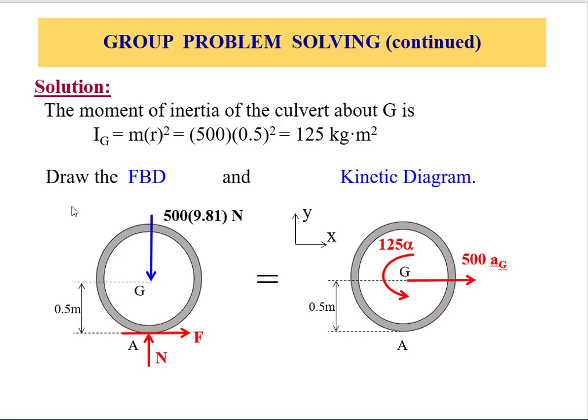Draw the free body diagram. So it's rolling without slipping. If we assume this culvert moves to the right, as a result of this the culvert rotates counterclockwise, and there's no slipping, then the friction force for the rolling is in the direction of the movement.